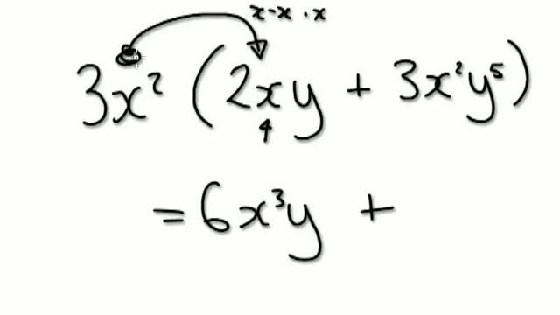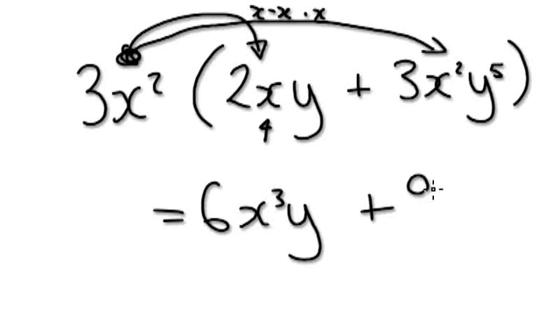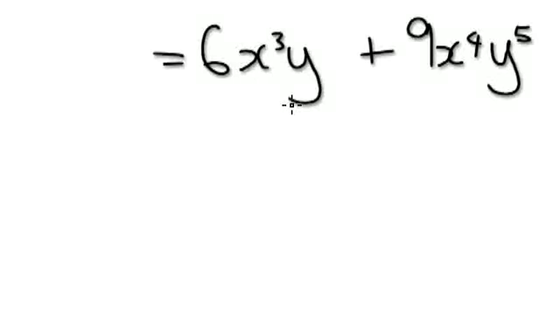So now we've got to do this times with this. So 3 times 3 is 9, and then you've got x squared times with x squared over here. So that would be x to the power of 4, and then there's no y here, there's y to the power of 5 here. So basically it becomes this. Let me give you another quick example.